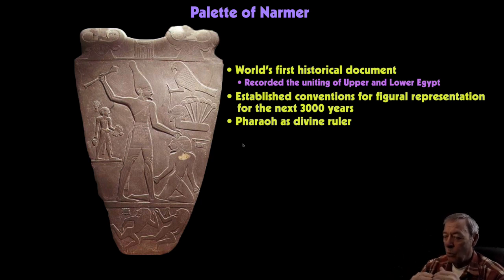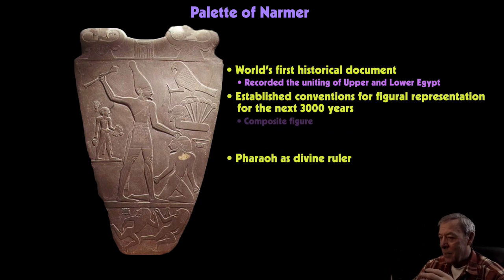Okay, so this palette records the uniting of Upper and Lower Egypt. In terms of the conventions, we see this composite figure that I just referred to, the combination of frontal and profile views. Now again, the Egyptians weren't the only people that did this. Most cultures of the ancient world, the cultures of Mesopotamia, use these same conventions. Did they all get together in a conference and decide what to do? I don't know how that worked. But it just so happens that they all use about the same type of conventions.